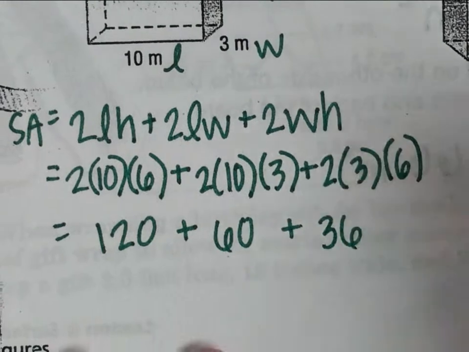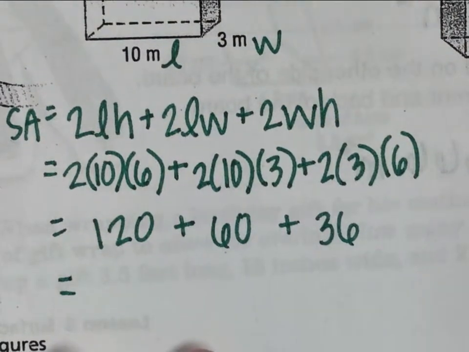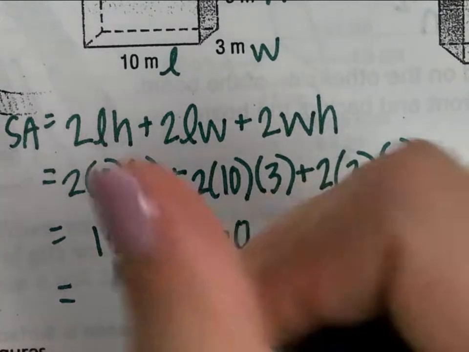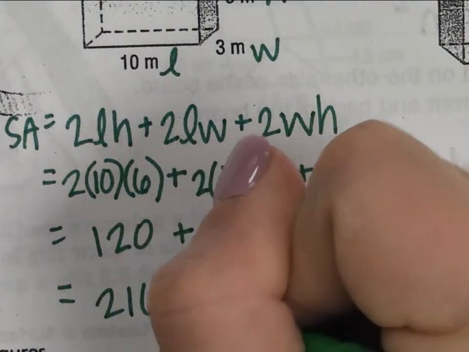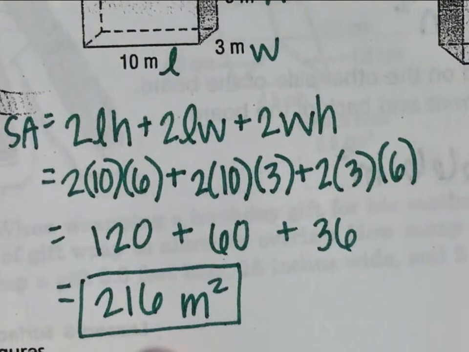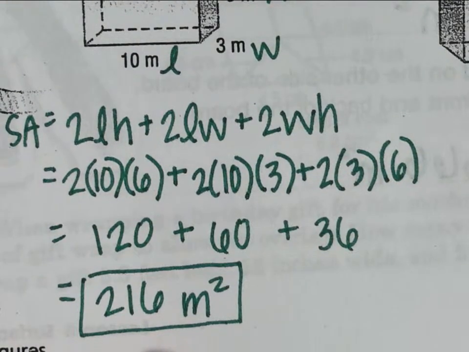Now I can add all 3 of those numbers together to get my final answer. So what do I get? 216 what? Good. Square meters. That's my surface area of that rectangular prism. Any questions about that?